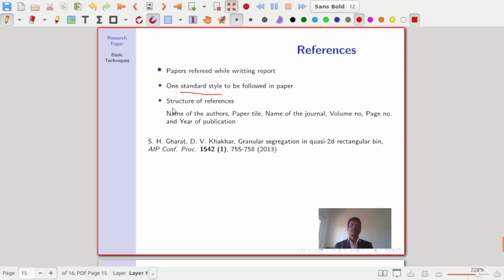The structure of the references includes the name of the authors, paper title, name of the journal or proceedings, volume number, page number and year of publication. When you are writing the second paper or second reference, you should follow the same referencing style.